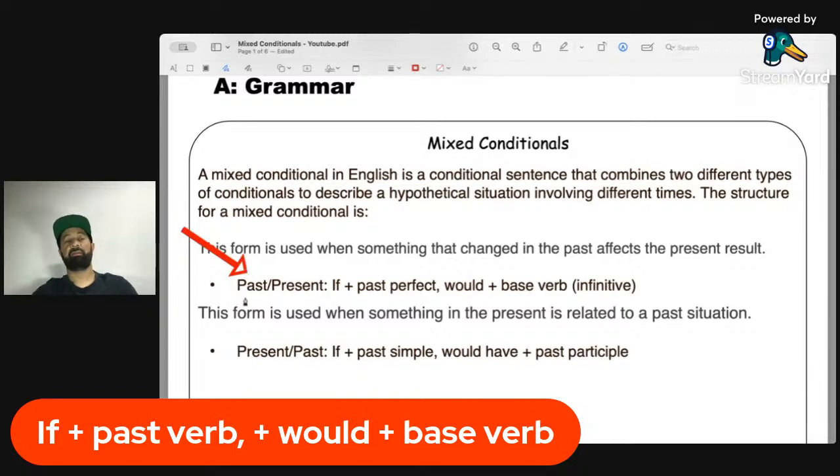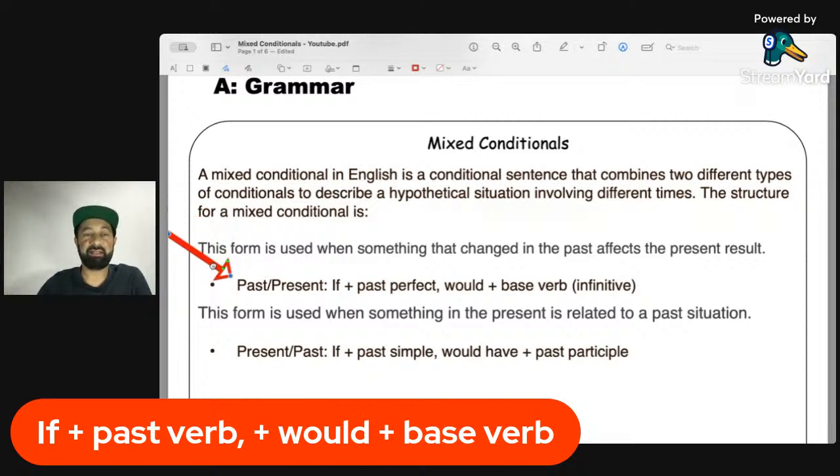Okay. So this is the first pattern that we are going to cover. If we look at this pattern, it says if plus the past perfect and would and the base verb. So if past perfect, would, and the base verb. So it's important to know, what does this mean? This form is used when something that changed in the past affects the present result. So something in the past is going to affect now.